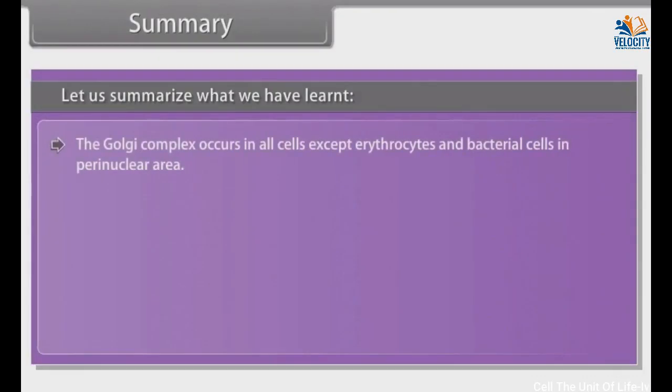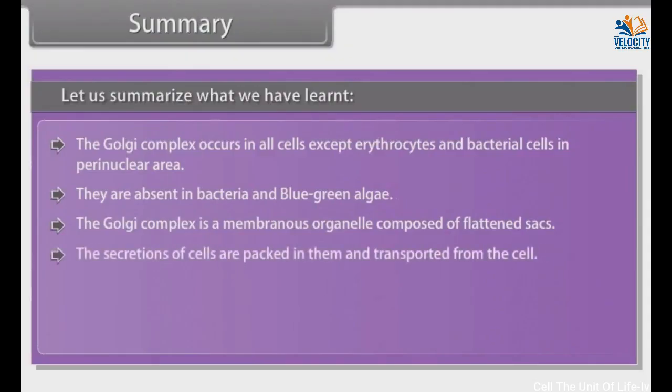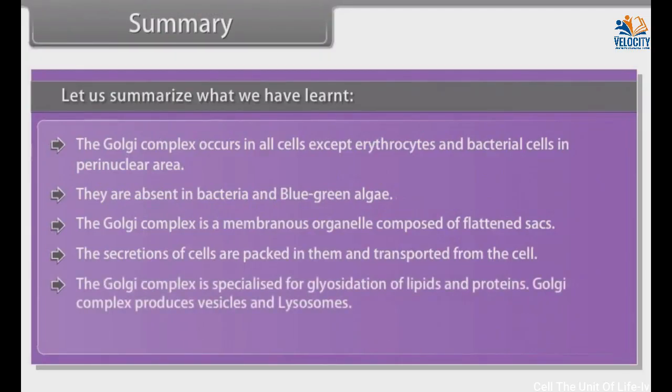The Golgi complex occurs in all cells except erythrocytes and bacterial cells, in the perinuclear area. They are absent in bacteria and blue-green algae. The Golgi complex is a membranous organelle composed of flattened sacs. The secretions of cells are packed in them and transported from the cell. The Golgi complex is specialized for glycosylation of lipids and proteins. The Golgi complex produces vesicles and lysosomes. ETC is not a component of the Golgi complex.